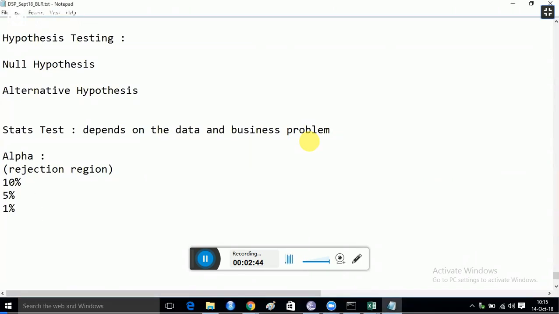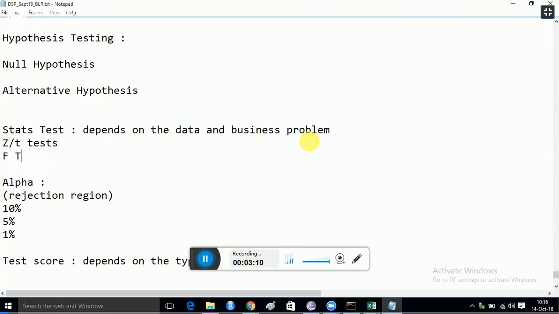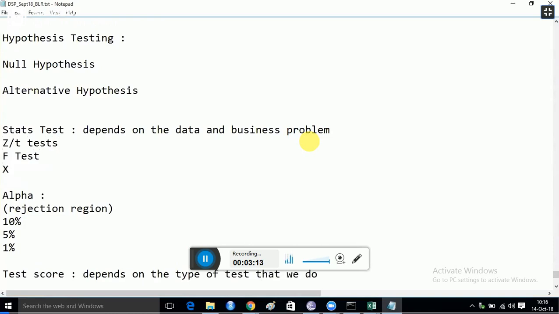Now, once you have decided your alpha and the stats test, you will try to get the test score. This also depends on the type of test that we are doing. So we have Z and T tests, we have F test, we have chi-square, right? So these are the basic stats tests.